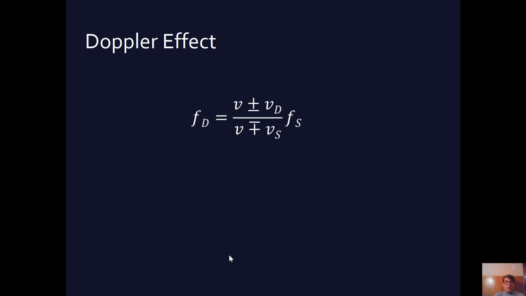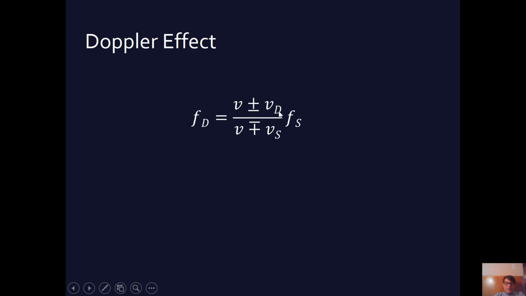The Doppler effect, you know, D stands for the detector, S stands for the source. So if you want to know the frequency of the sound at the detector, it's a function of the frequency of the source, which, as you would expect, is where the sound's coming from. And then you have the velocity of whatever it is. Maybe it's a sound wave coming toward you.